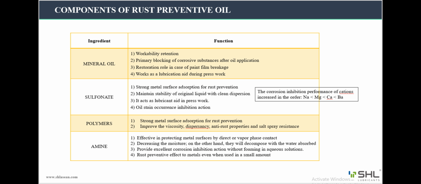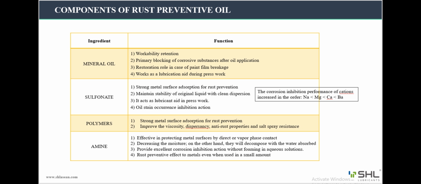Next, about components of rust preventive oil. The first is a mineral oil-based ingredient, which is used for oil-based rust preventative oil. Used for workability retention. Primary blocking of corrosive substances after oil application. Restoration role in case of paint film breakage. Works as a lubrication aid during press work. The next ingredient is sulfonate, usually found in solvent-based rust preventive oil.